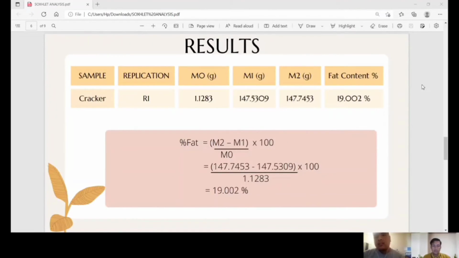The formula for the calculation is M2 minus M1, divided by M0, times 100. So from that we get 19.02% for the fat content of the samples.